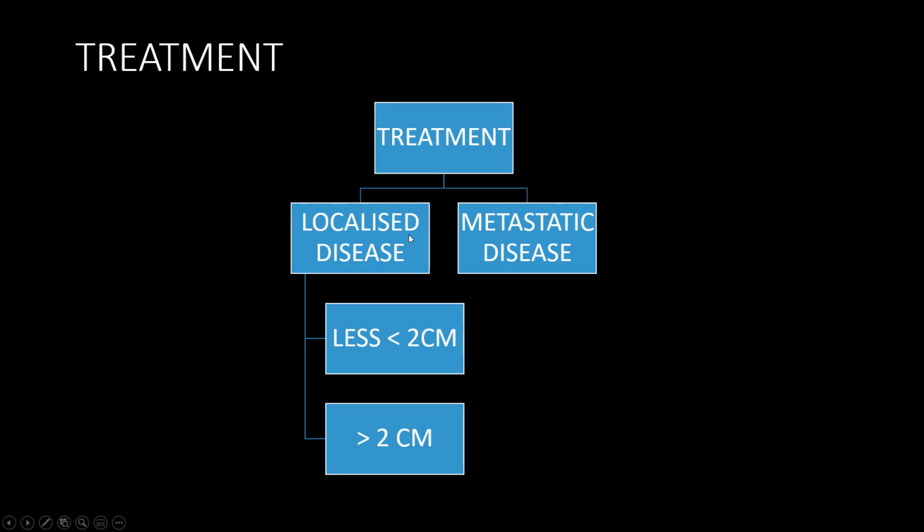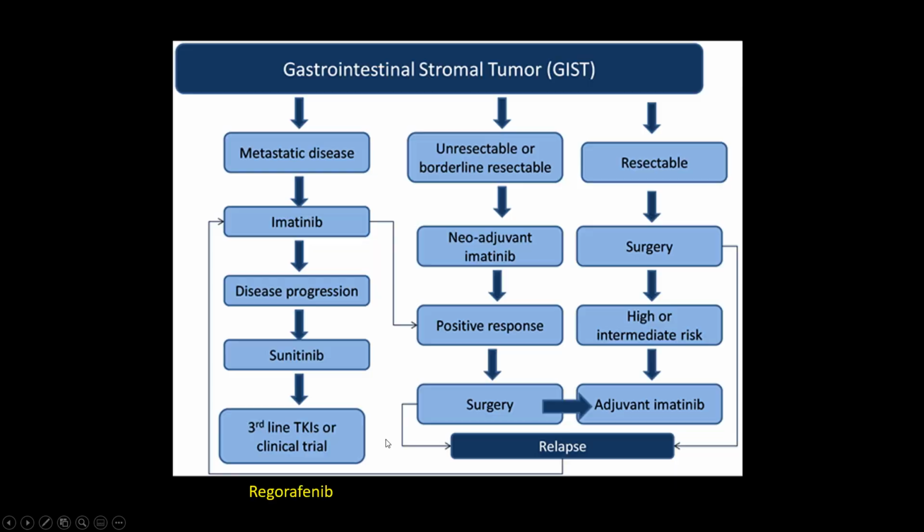So coming to the treatment, we consider whether it is a localized disease or a metastatic disease, and if it is a localized disease, whether less than 2 centimeters or greater than 2 centimeters. So this is the flow chart for gastrointestinal stromal tumor. If it is a resectable one, definitely go for surgery. And if it is high or indeterminate risk, then give adjuvant imatinib treatment followed by surgery. If it is unresectable or borderline resectable, then go for imatinib treatment. If there is a positive response, then go for surgery. And in all the cases of metastatic disease, directly go for treatment with imatinib mesylate.